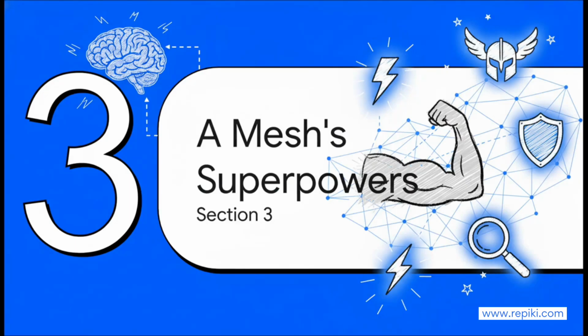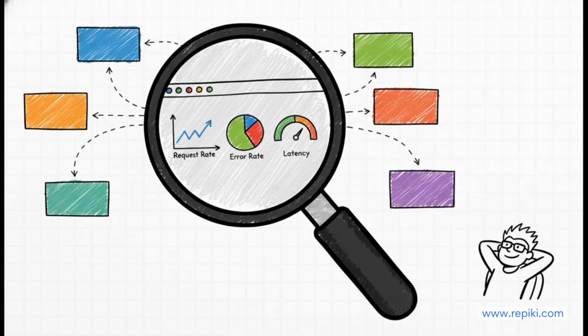Okay, so you've got this brain and all this muscle working together. What does that actually get you? Well, it turns out you unlock a bunch of operational superpowers that are pretty much impossible to get any other way. Superpower number one, instant observability. And I mean instant. Because every single request goes through a proxy, the mesh automatically gives you the golden signals for every service, your request rates, your error rates, your latency. You get cool service dependency maps, you get distributed tracing, and the best part, your developers don't have to write a single line of code to get it. That is a huge win on day one.